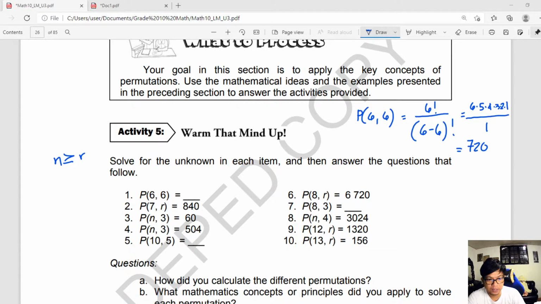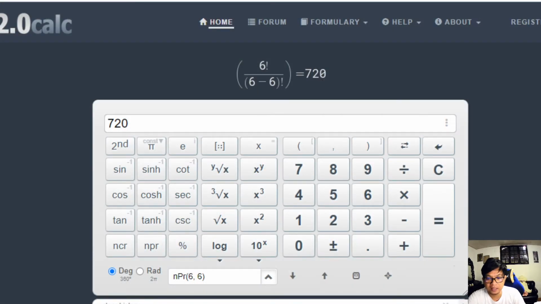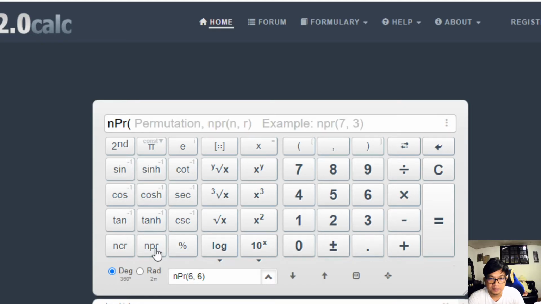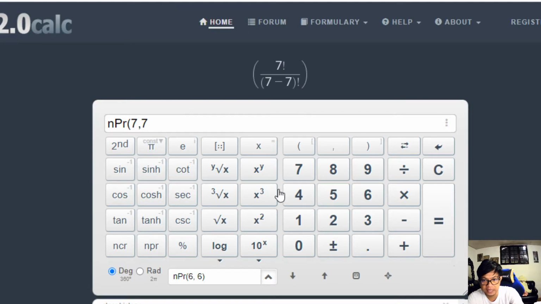Let's go back with our online calculator. Sige, try natin yung permutation of 7 taken 7. Mag-start tayo sa 7 at a time. Let's try, what is the answer here? Okay, the answer is 5040. So, 5040 kasi siya.